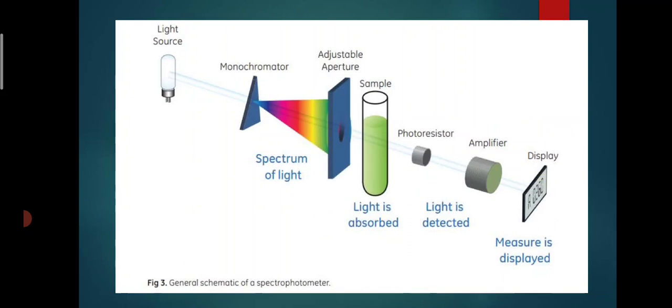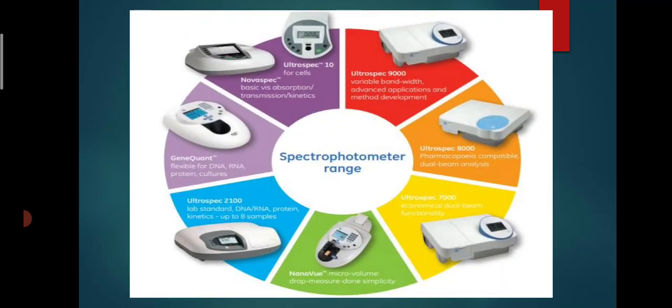Here we see the components included in spectrophotometry. First the light source, next the monochromator, then the adjustable aperture and sample, and the photoresistor, amplifier and display. These are the components inside the spectrophotometer. First we go for the light source.